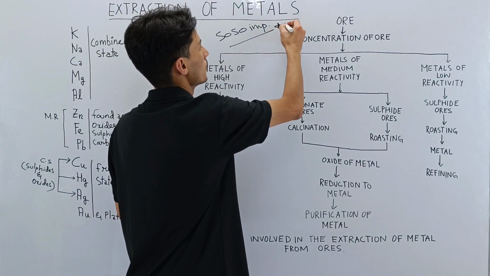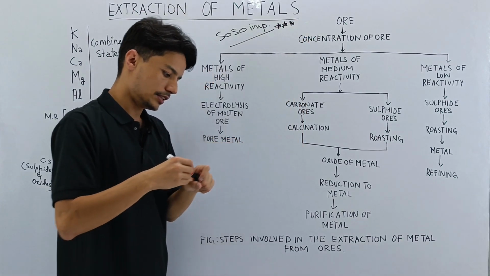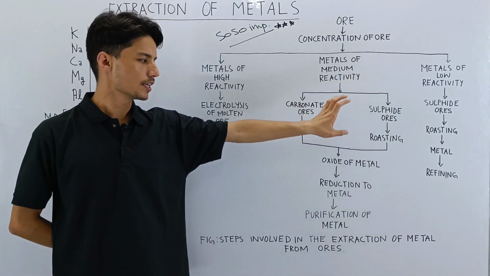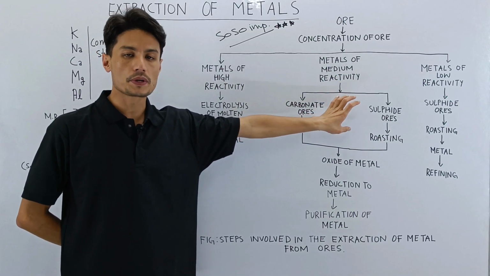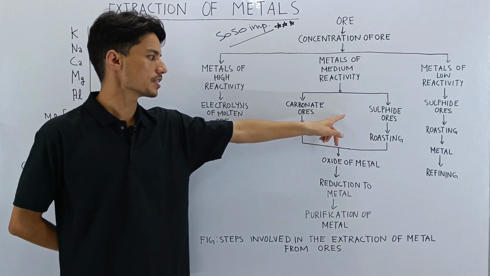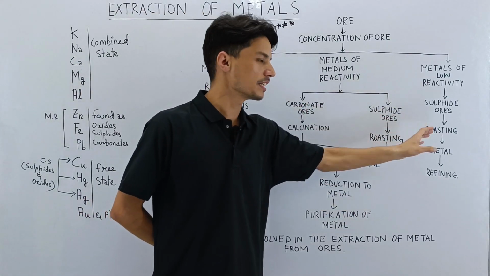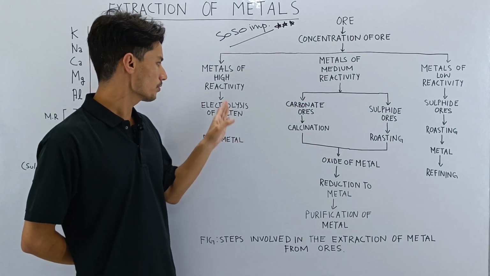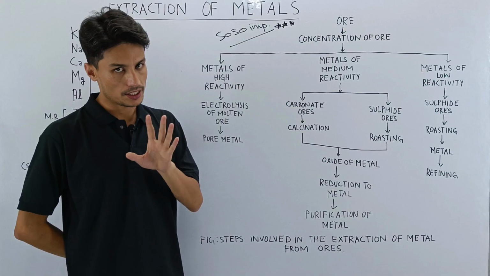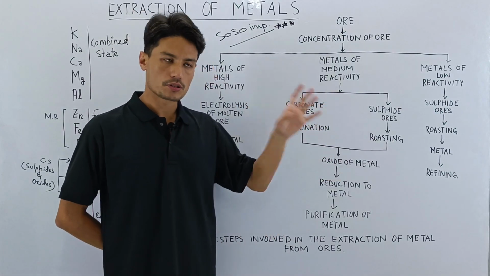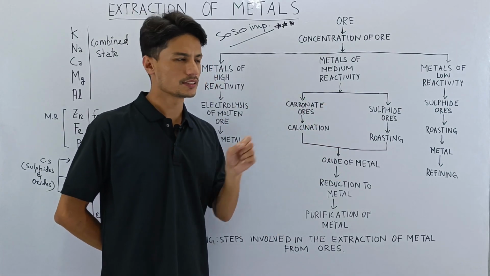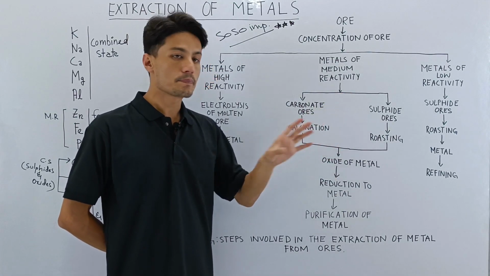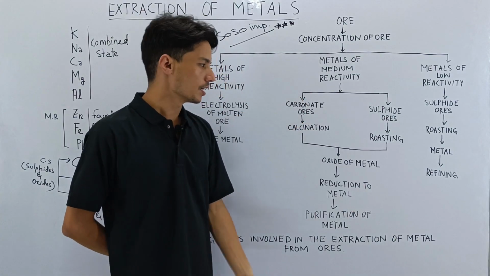In my classroom, I tell my students to study this. If you know this, this is the blueprint to the next discussion. In the next video, we'll be discussing in detail how to extract metals of low reactivity, then how to extract metals of medium reactivity, and how to extract metals of high reactivity. If you don't have a picture of this, understanding that topic will be a little difficult. So this should serve as a blueprint, a picture to understand the next topics.